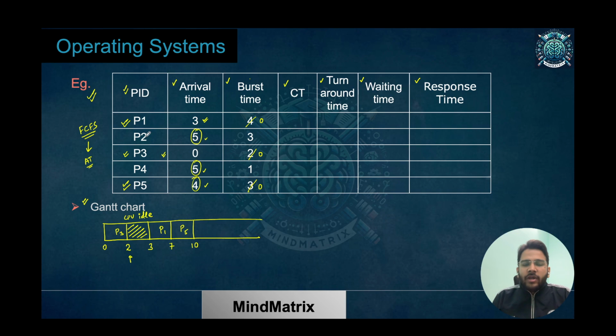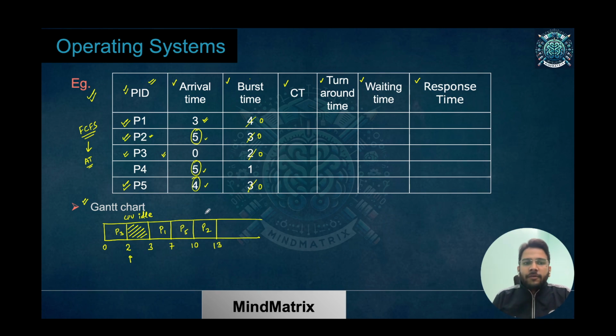Clear? Now we have just P2 and P4 present in the ready queue for execution. Both the processes have the same arrival time, that is 5. If both processes have the same arrival time, in that case we are going to consider the process ID. The smaller the process ID, we are going to schedule that process first. P2 has the smaller process ID, as the number suggests. So we schedule P2 first for 3 units of time because the burst time of P2 is 3. So 10 plus 3, that is 13. P2 has also completed its execution.